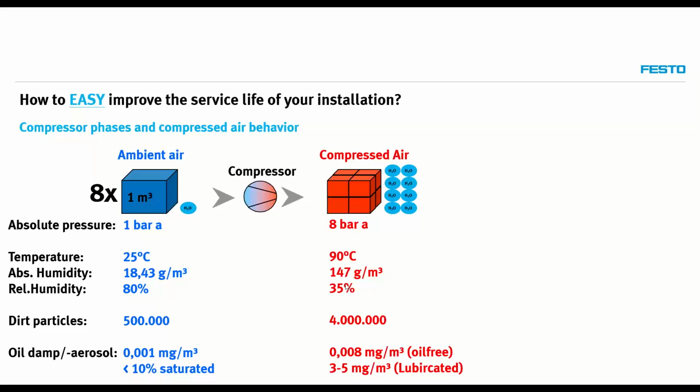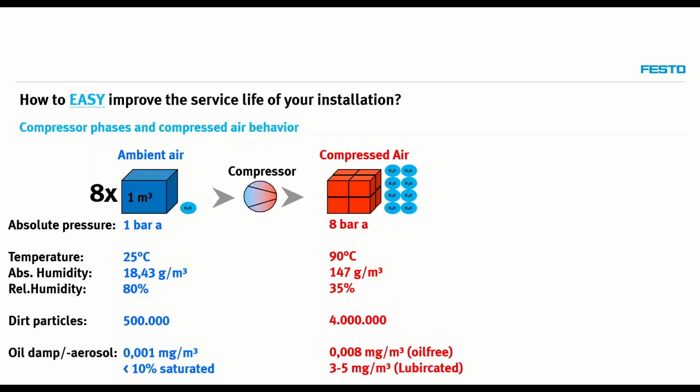Although the relative humidity of the compressed air is not going too much higher, but this is given at a certain temperature. Also, the dirt particles are now a factor 8 higher, 4 million pieces. And depending on the type of compressor, sometimes you can have a fixed amount of oil that is freely available, or can be even higher when you have an oil lubricated compressor.